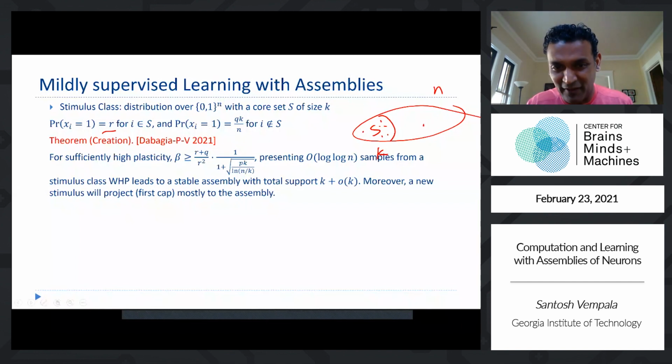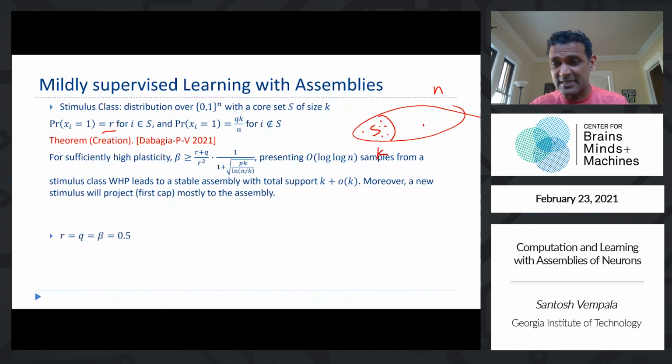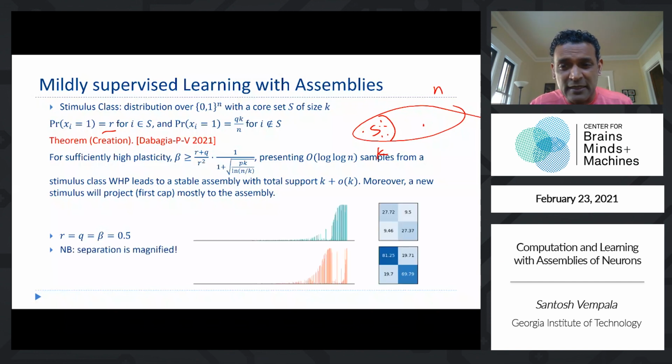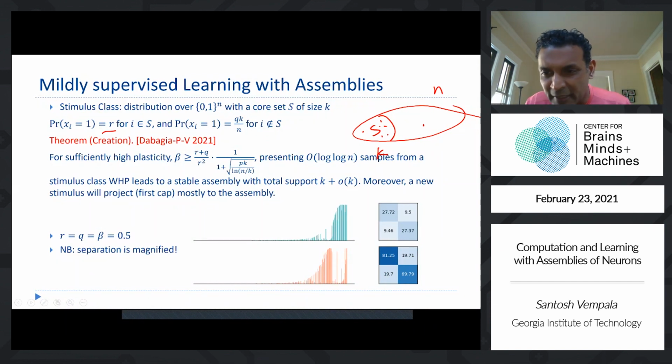So that's the 5 here. And this will lead again to a stable assembly with support just k plus little o of k. So it'll quickly converge. And after that, if you give me a new stimulus from the same stimulus class, same distribution, it'll just ignite that assembly. If you make this a little bit more spread out, so in this example here, we're setting R and Q to be equal, so roughly the same number of neurons from the core and outside the core. Look at what's happening. These are the corresponding assemblies.